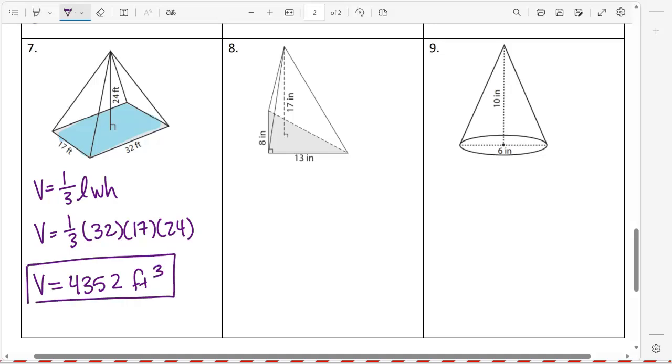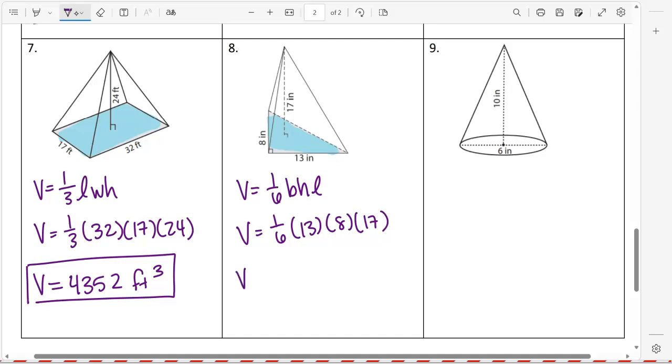All right, with number 8, the shape of our base is a triangle. So that means this is a triangular pyramid. The formula for volume is 1/6 times base times height times length. So that means that the base is 13, the height is 8, and the length is 17. Put that in your calculator to simplify, and you learn that volume is approximately 294.7 cubic inches.